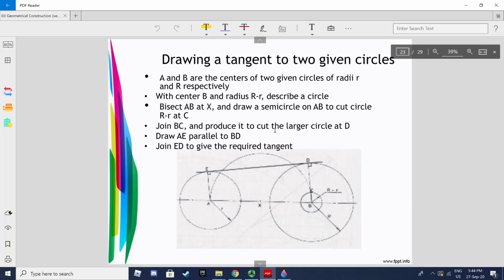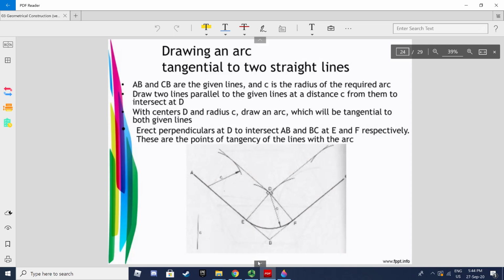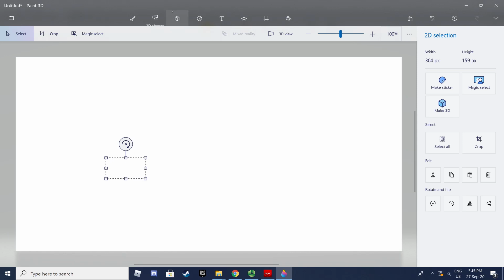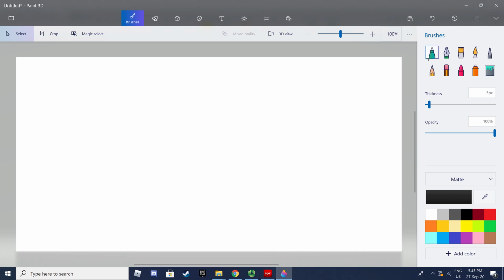So the next technique is drawing an arc tangentially to two straight lines. Basically this one is combining a technique of how to draw a parallel line. Let's say it's given to you a line like this. Maybe I use another color. Change the marker. Let's say you have this line.